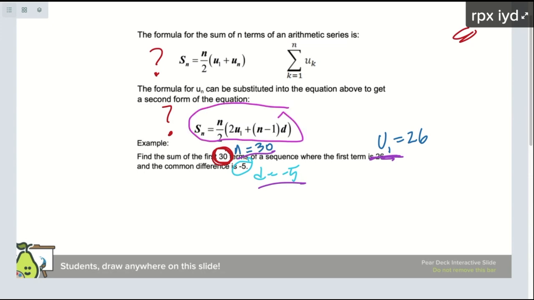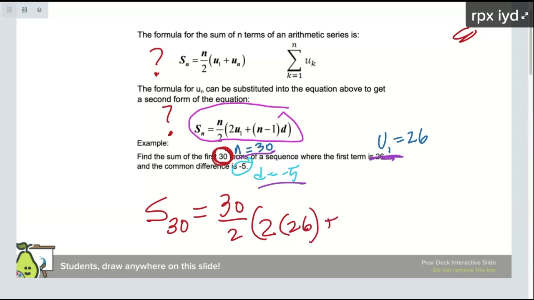You're just going to substitute the numbers into the correct variables. So I'm looking for the sum of the first 30 terms. So n is 30. So I need the first 30 terms. So 30 over 2 times 2 times the first term, 26, u1, plus, remember the 30 terms again, minus 1, times the common difference, -5. That's all you're doing here.